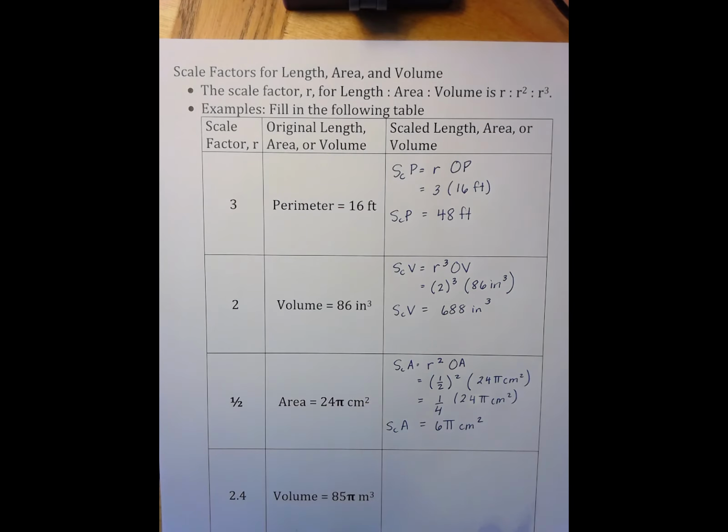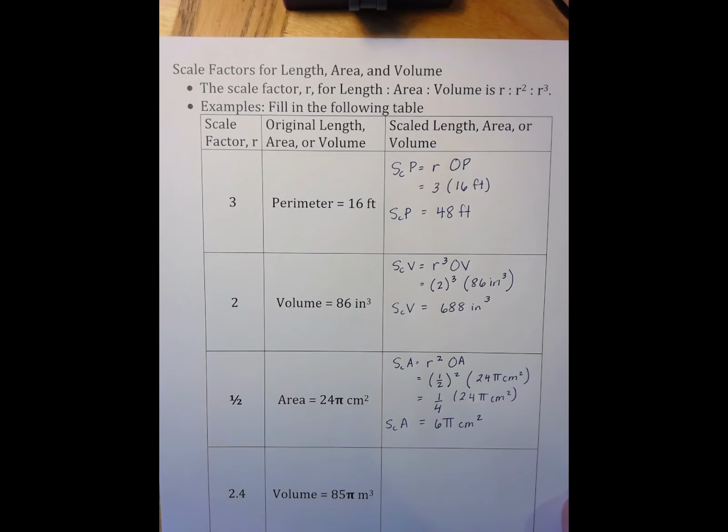Our last example is one where I would need to pull out a calculator to find the answer. It wouldn't be something I would simply know the multiplication of off the top of my head, because the r is a decimal. So I'm going to say the scaled volume, again we're doing volume, which means 3 dimensions have been increased by a scale factor of r, so that's r cubed, times the original volume. Our r is 2.4, 2.4 cubed, and our original volume is 85 pi meters cubed. So I'm going to plug into my calculator 2.4 to the 3rd power, and multiply that with 85.